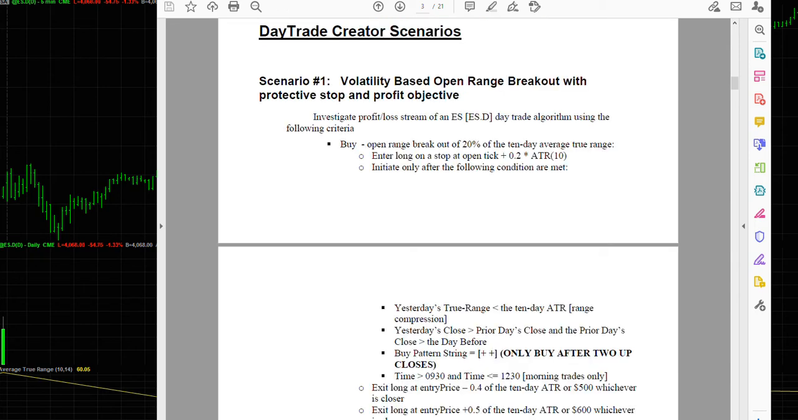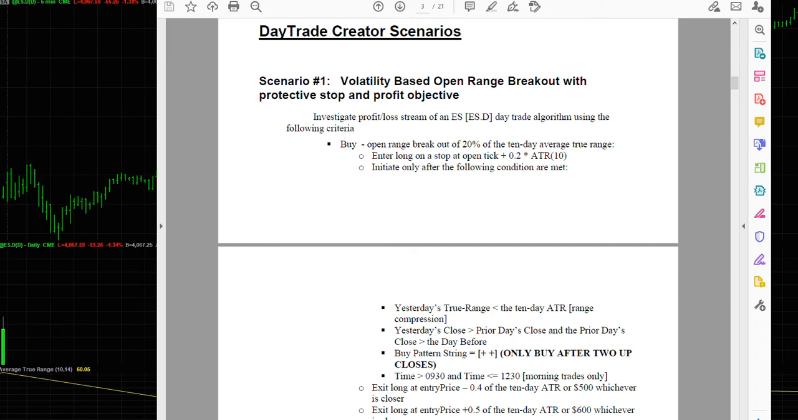Okay, let's put this thing to work. In the manual, I give you 4 day trade creator scenarios. Scenario 1 is very simple. It's a volatility-based open range breakout with a protective stop and a profit objective. So I want to investigate how this system performs, and I think I got 3 years of history just to make things quick. Of course, you'd want to do 10 years probably minimum on a back test.